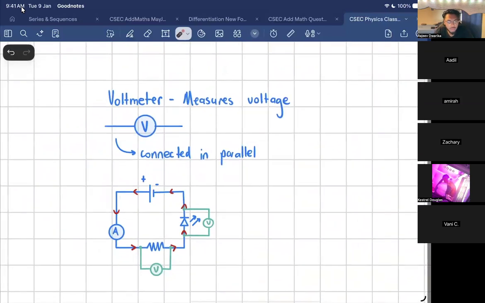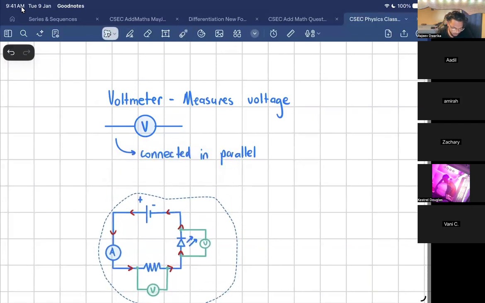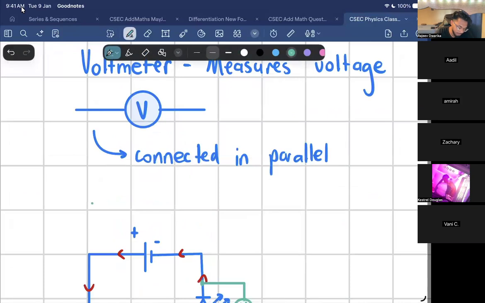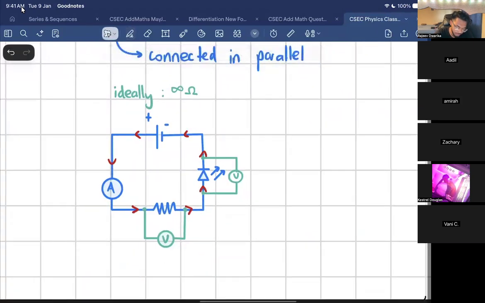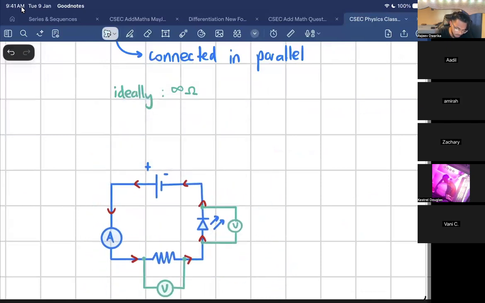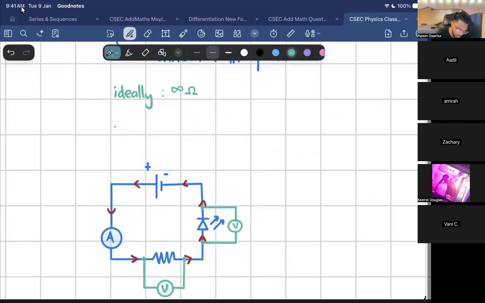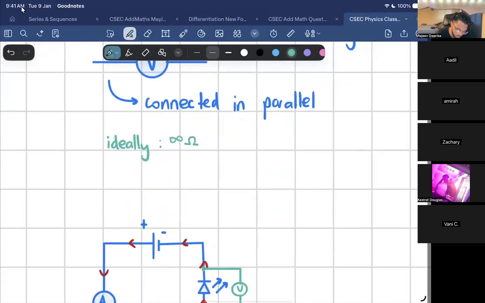So ideally, a voltmeter should be connected in parallel, and it should have what type of resistance? A low resistance or a high resistance? In a perfect world, it ideally should have a resistance of what? Infinite. But realistically, we just end up using a very high resistor. Yeah, in reality.